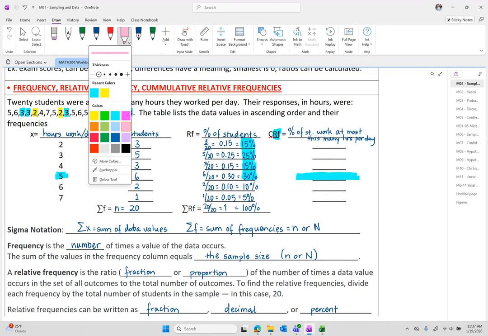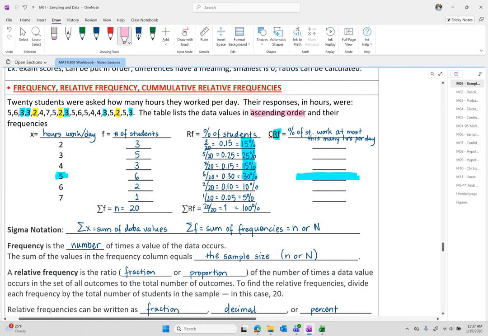So the ascending order is essential if we want to do cumulative calculations of probabilities, proportions, relative frequencies, which is a very common thing to be done in statistics. So how do we find the cumulative relative frequency? We can use the relative frequency column that we found and then just add the percentages as they go down the line.